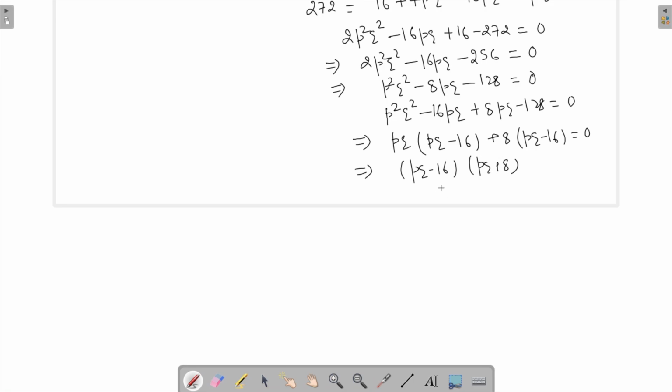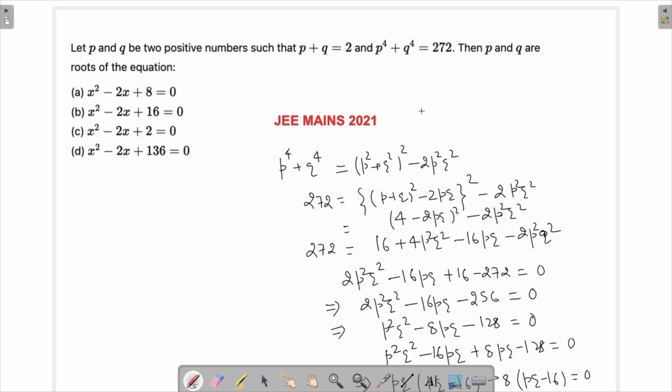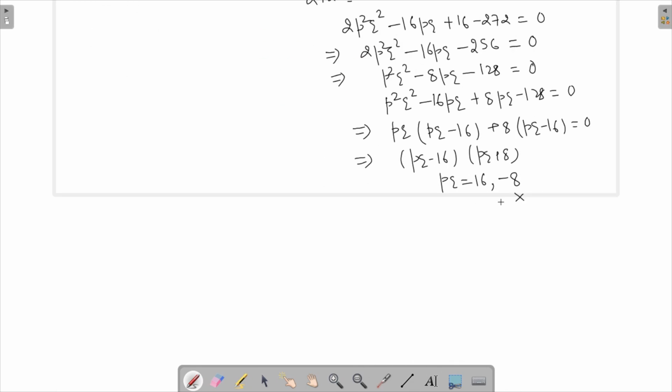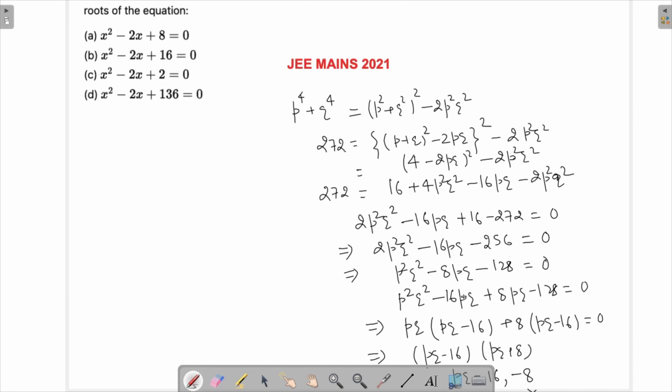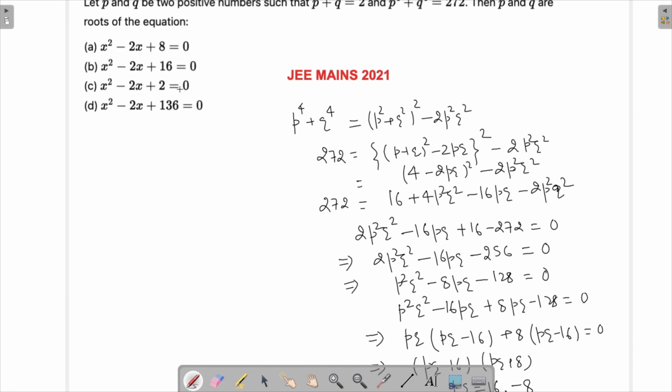So from here, what do I get? PQ equals either 16 or minus 8. But minus 8 can't be the case because P and Q are both positive integers, right? So their product can't be negative. So I've got the product of the roots as 16. So this option is actually having the product of the roots as 16. So this is the one, right? So this is what is my answer.